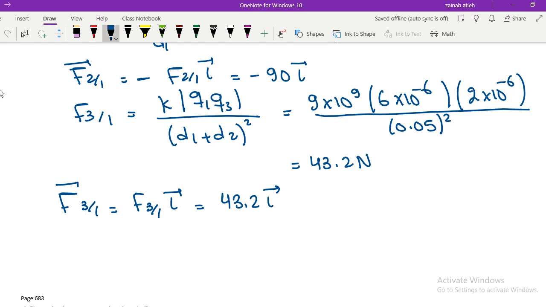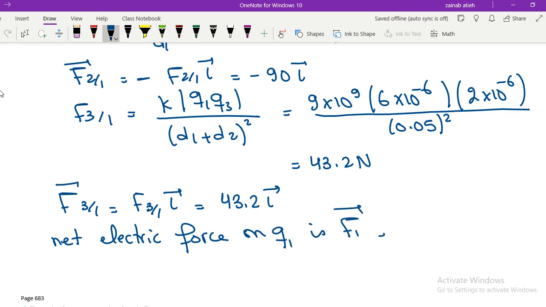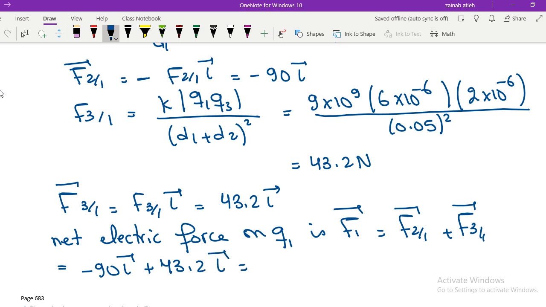Now I have written my two forces as vectors in terms of I. Now I can add them easily. So the net electric force on Q1 is F1, which is due to 2 and due to 3. It's the force exerted by 2 on 1 plus the force exerted by 3 on 1. It's equal to minus 90I plus 43.2 I, which will give me minus 46.8 I. Now this is my answer and this is my force.